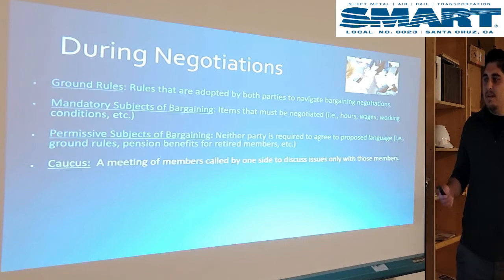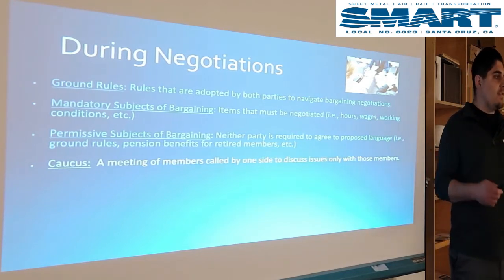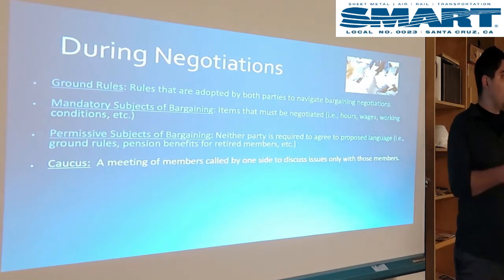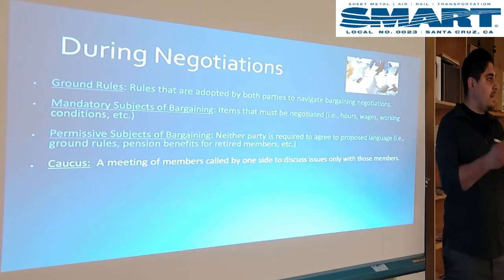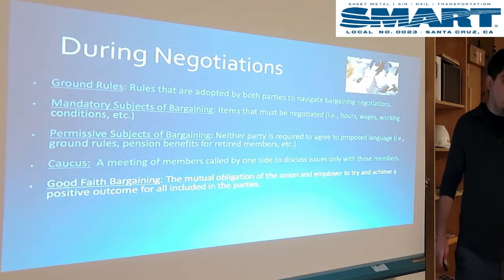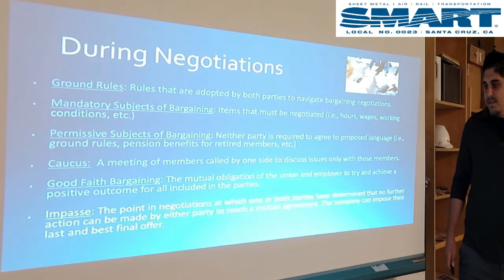Caucus. It's a meeting of the members called by one side to discuss with only that side. So say there's something to be said at the table and we don't want to say it in front of the other side. We call a caucus, we'll go meet, talk about it, come back. Good faith bargaining, that's basically the mutual obligation of the union and the employer to try to find and achieve a positive outcome for everyone included in contract negotiations.